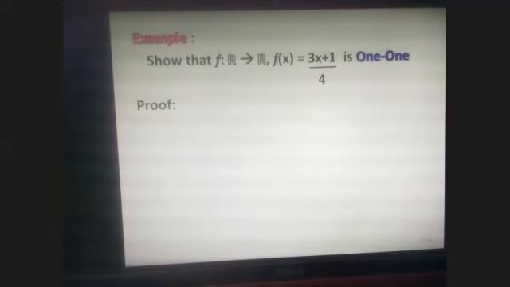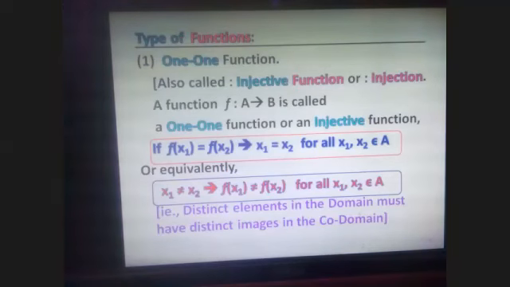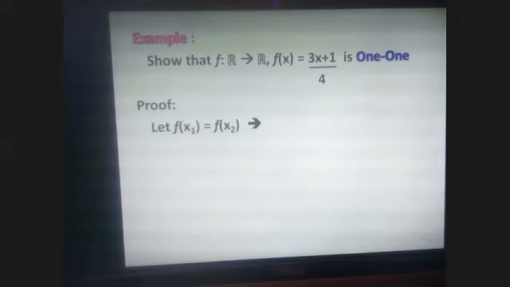Just I'll take one example to show it is one-to-one. So f from R to R, f(x) equal to 3x plus 1. What is one-to-one? A one-to-one function means f(x1) equal to f(x2) must imply x1 equal to x2. Let us take that f(x1) equal to f(x2). Very simple.